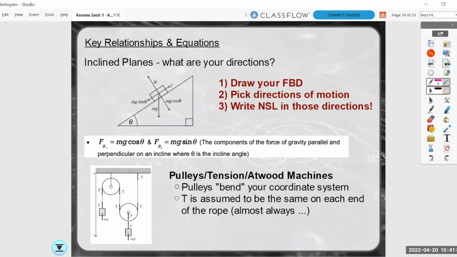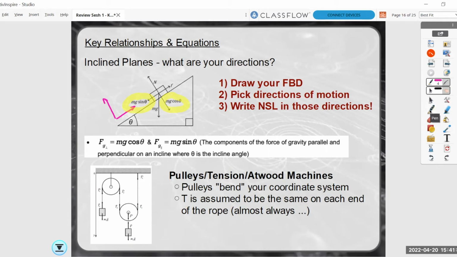Couple other things that you might have forgotten about: inclined planes. Remember that for inclined planes, we care about a direction parallel to the ramp and a direction perpendicular to the ramp. That's how we're going to set up our Newton's second law. You've got to have these memorized, like 100%. Mg sine theta versus mg cosine theta. So I remember sine for slide. Sine is the one that points down the ramp. Cosine is the one that opposes the normal force.